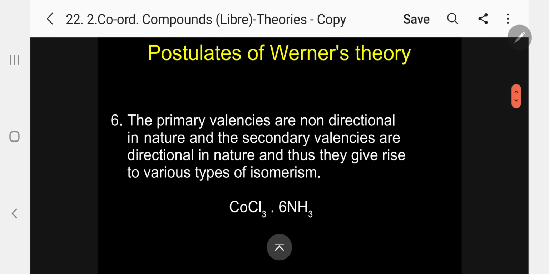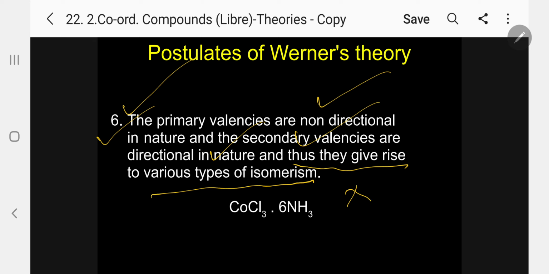6. This is the most important postulate. Kindly follow. The primary valencies are non-directional in nature, and the secondary valencies are directional in nature. And thus, they give rise to various types of isomerism. This is the most important. When we were discussing the isomerism of organic compounds, I mentioned the difference between inorganic and organic compounds. Isomerism is possible in organic compounds but not in inorganic compounds, except coordination compounds. So now I am just recollecting this, so that the types of isomerism we are going to see later. Kindly follow.